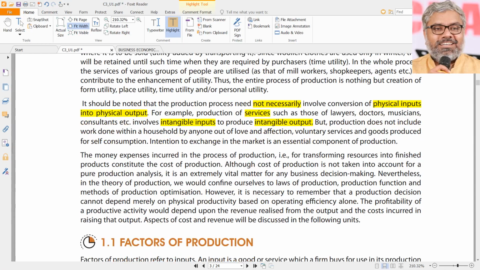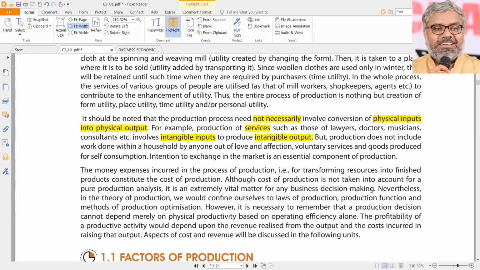But as we already discussed, production does not include work within a household by anyone out of love and affection, voluntary services, and goods produced for self-consumption. No, these are not what is production. We can have a list of all this. Without love and affection also, somebody can make rotis at home. That does not make them production. So don't fall in that level.